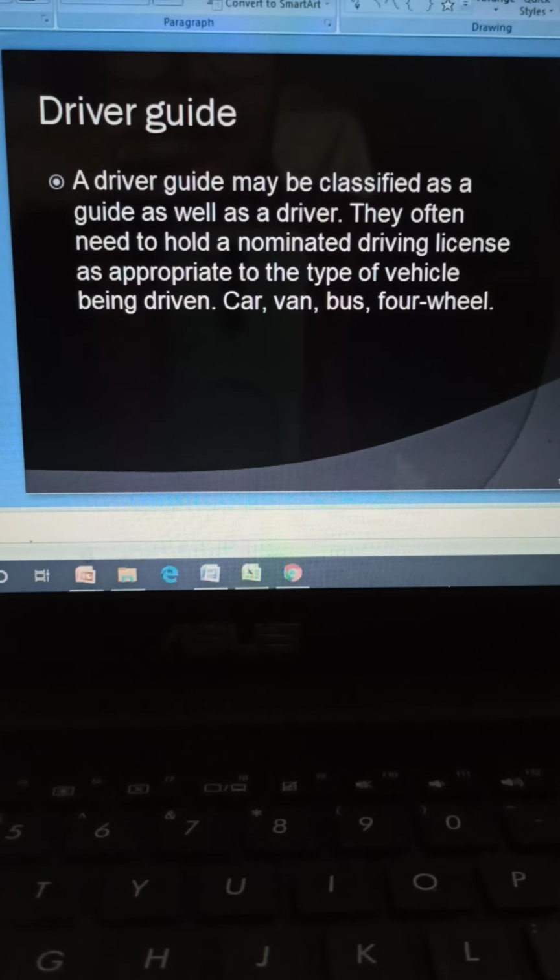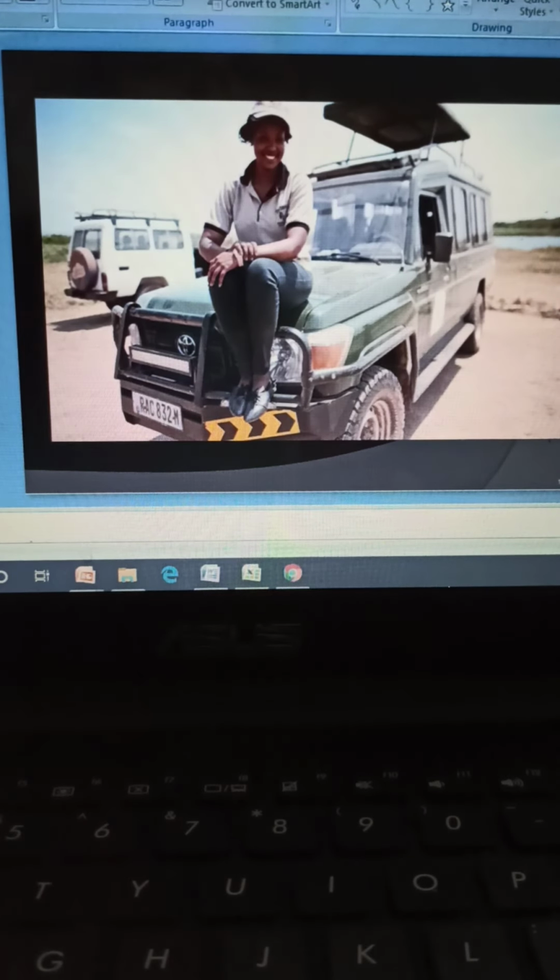Driver guides are those people who actually drive and also guide. They bring you around while they're driving. They can drive a bus, a van, or anything like that.